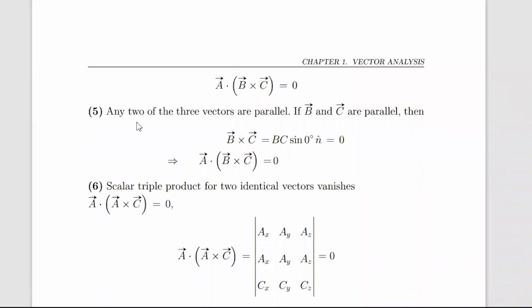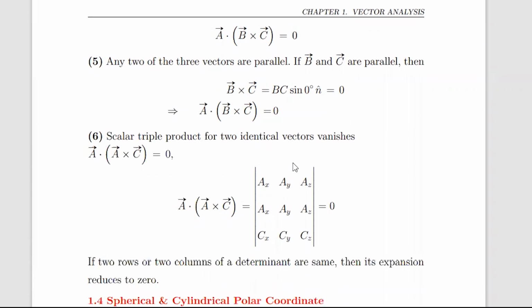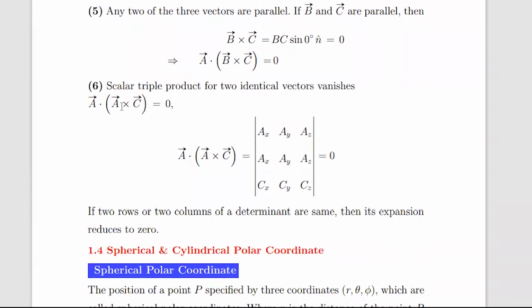Fifth is if any two of the three vectors are parallel, for example, either B or C. Parallel means theta is 0, and sin 0 is 0. Again, the resultant will be equal to 0. And the last one is identical vectors, two identical vectors, one with the dot and another with the cross. This will also give a zero resultant. You can solve here.